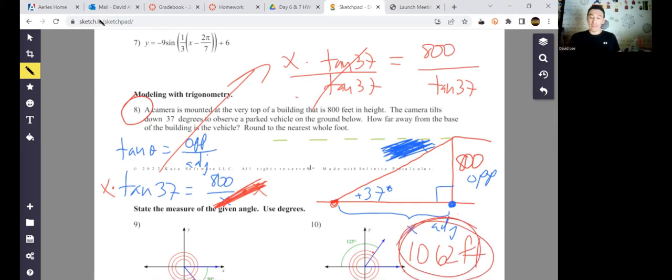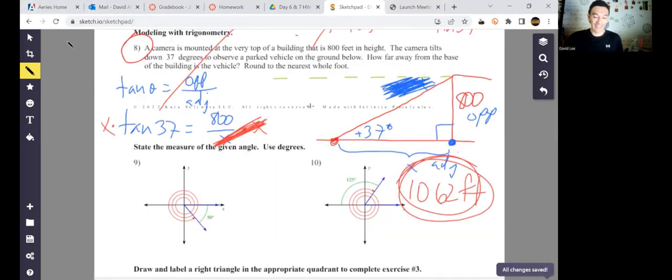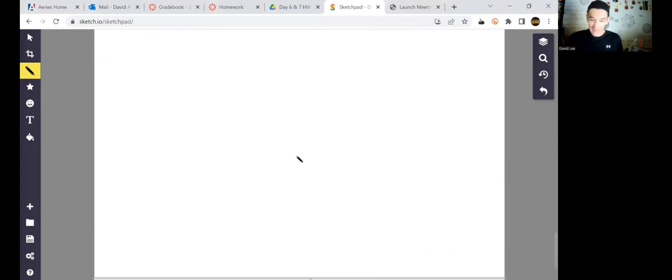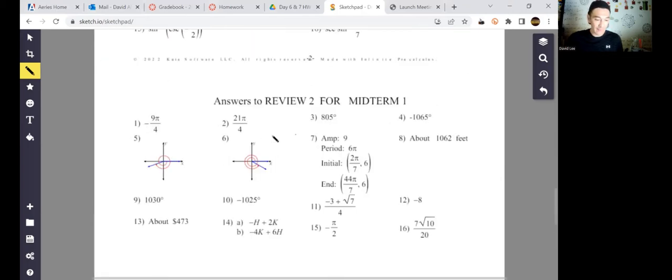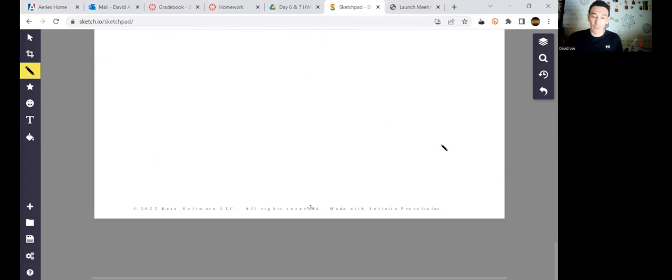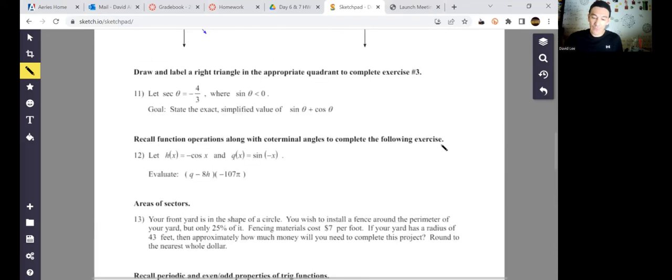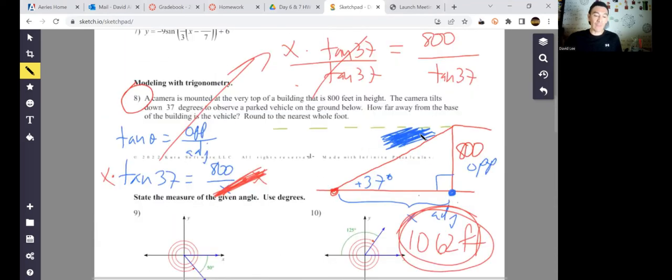Let's check the answer key here. This is number 8, and yes, about 1062 feet. So it's just a matter of recalling that our depression angle goes out here, not in there, and then you transfer it there because of alternate interior angles.